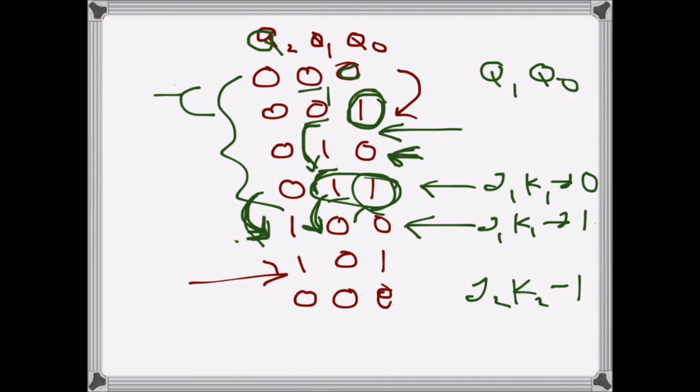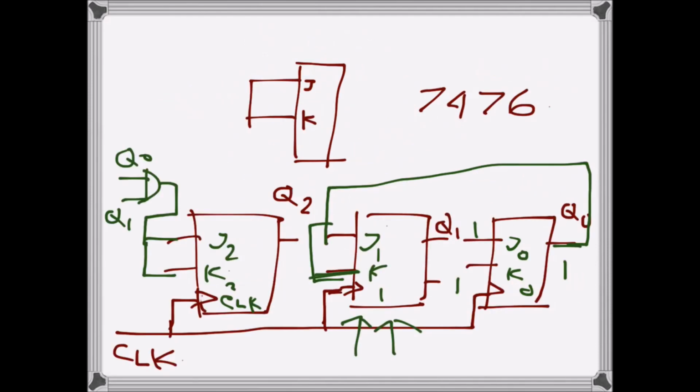So when the outputs become 6, what should happen? The outputs should immediately turn into 0, 0, 0, because we don't want 6 to be displayed. So 6 means Q2, Q1 and Q0. If we think like that, 6 is 1, 1, 0. So when the output becomes 1, 1, 0, immediately it should be fed back to clear in such a way that each of the flip-flops clears. So the output becomes 0.